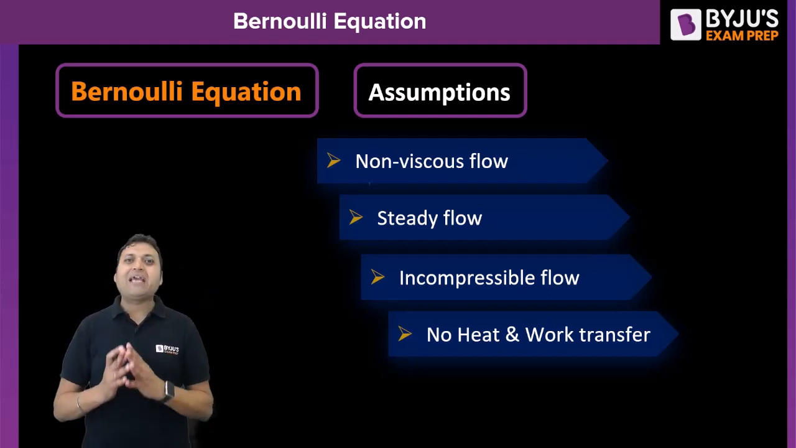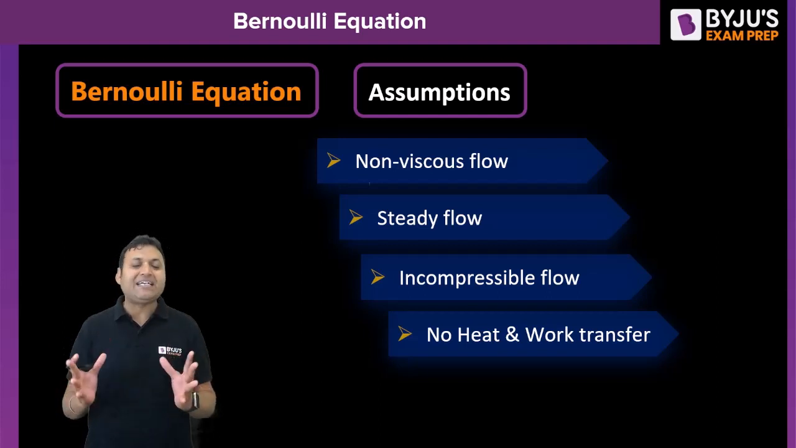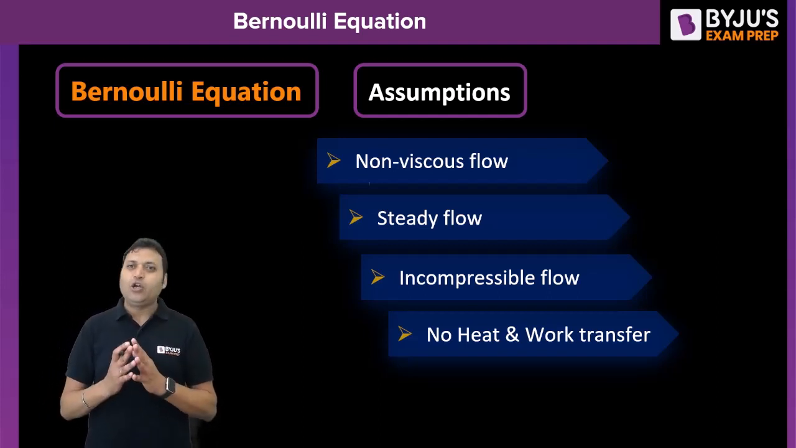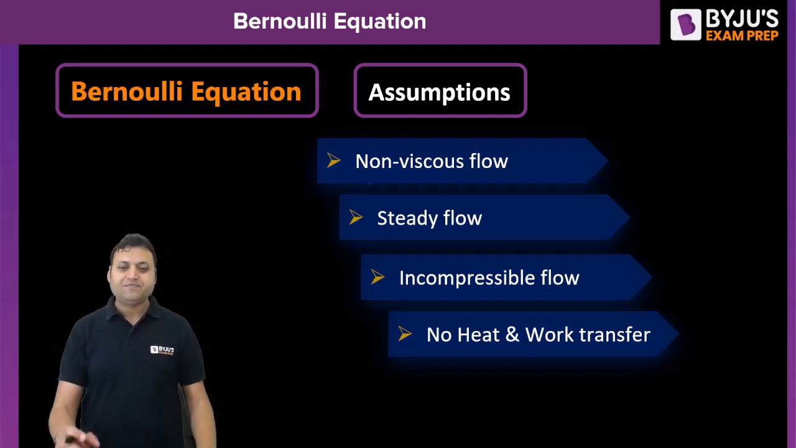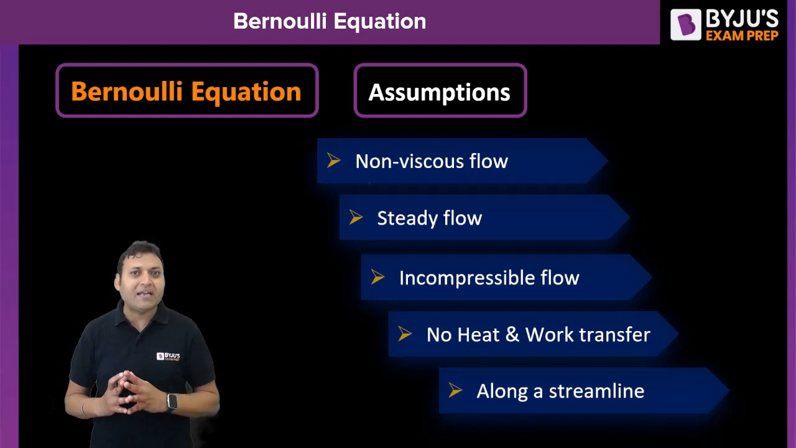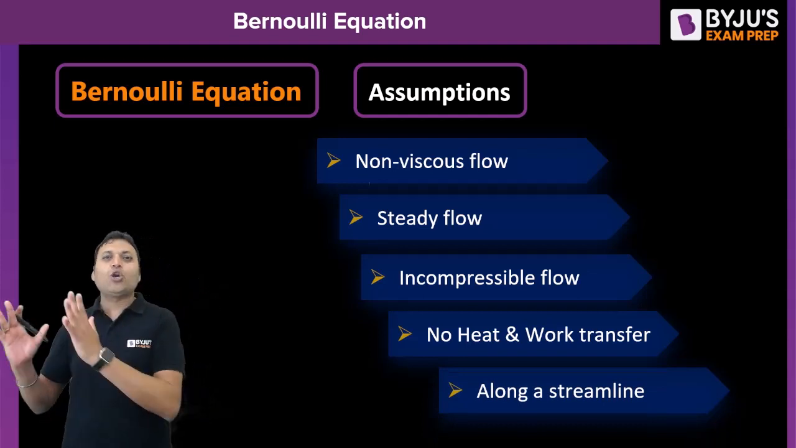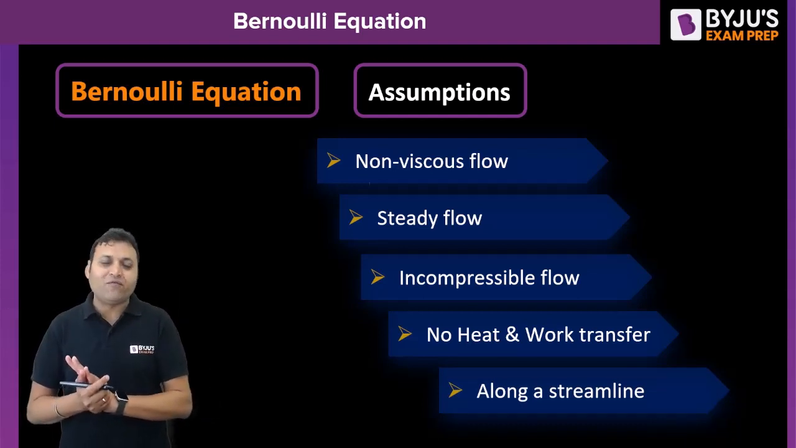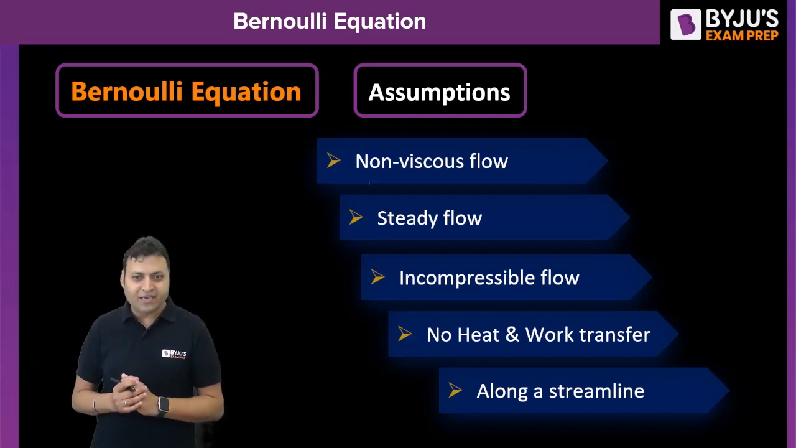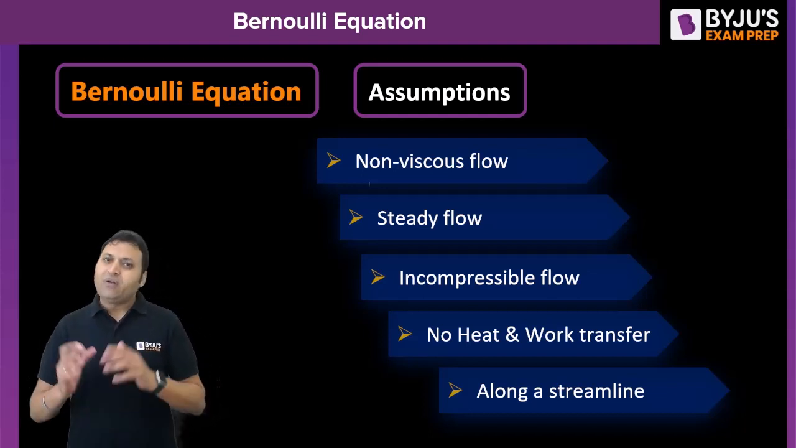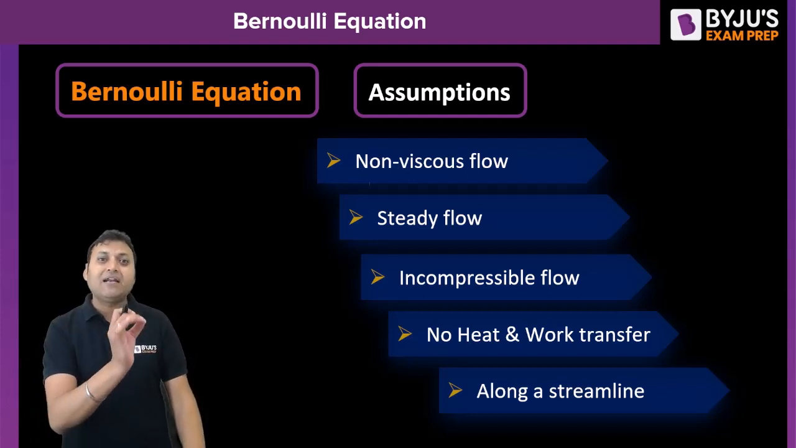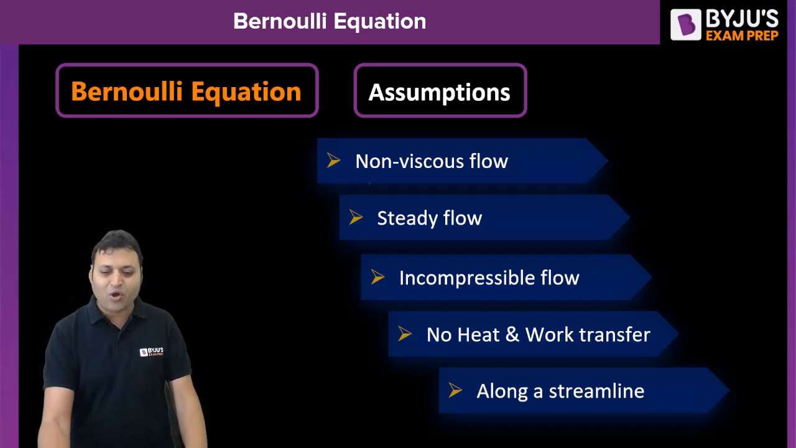There should not be any form of energy transfer, neither in the form of heat nor in the form of work. All right. And the last and again very, very important assumption is that the Bernoulli equation is applied to the flowing fluid along the streamline, along the flow only. All right. So let us try to apply this Bernoulli equation in a mathematical problem.